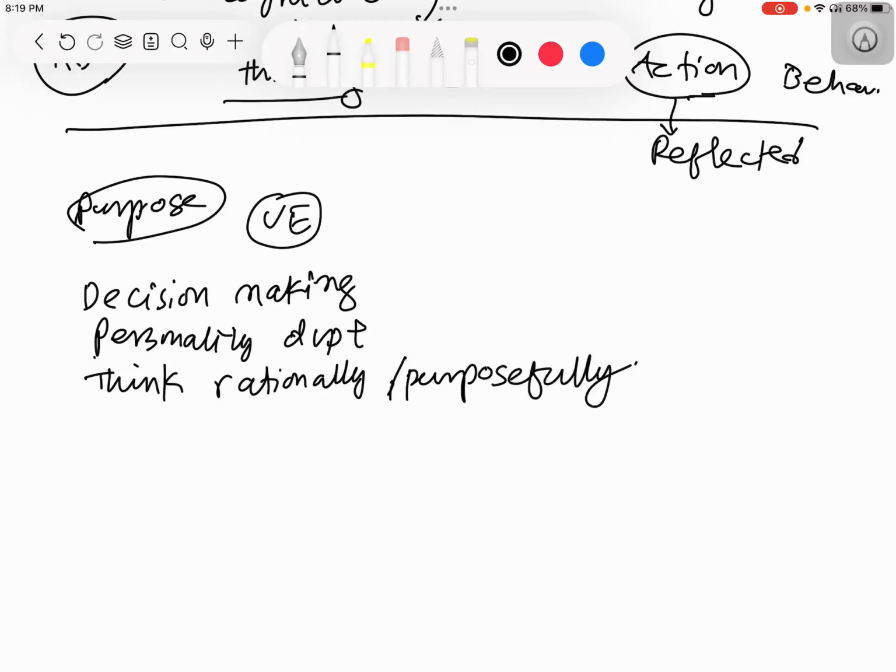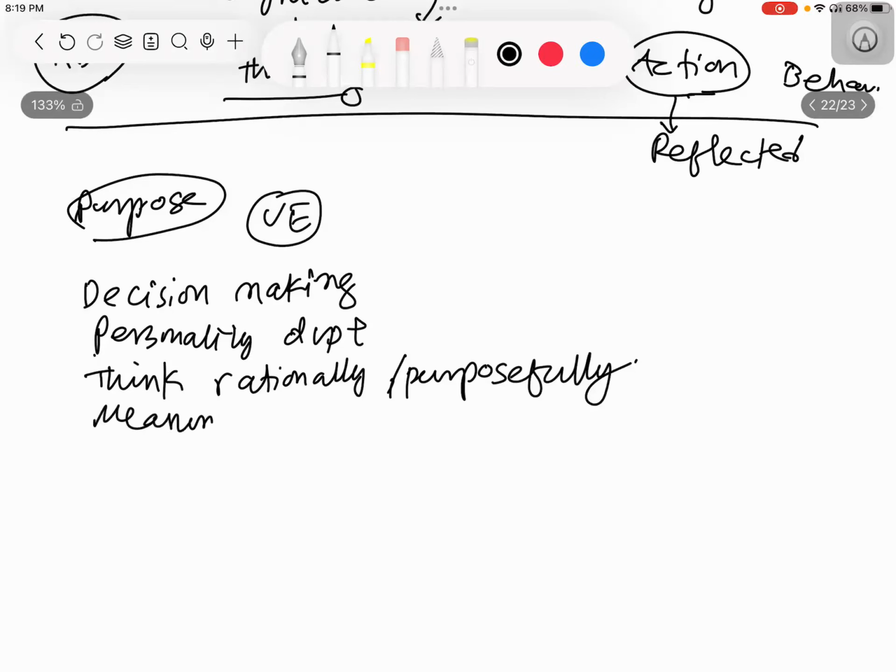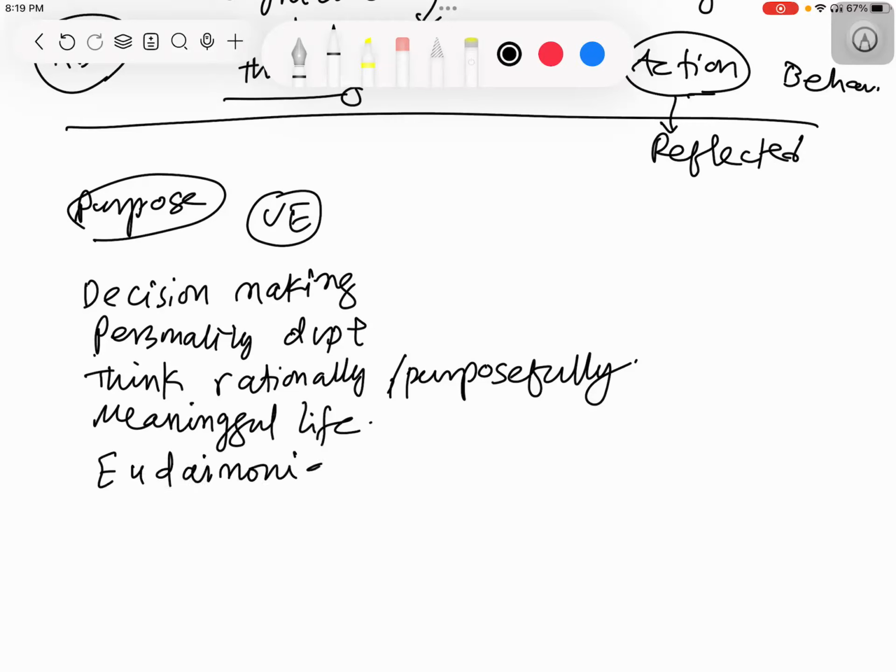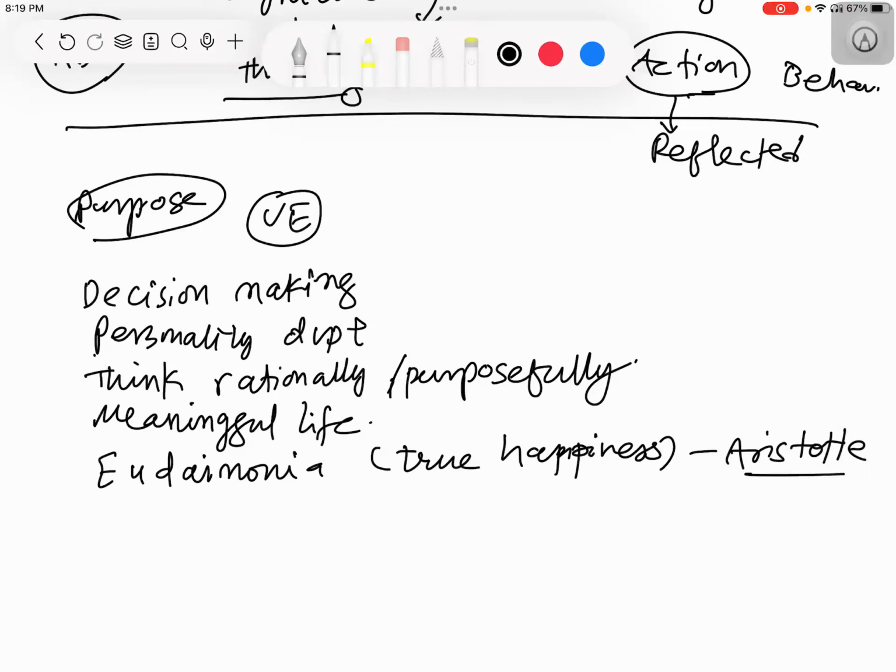Right? It can help us to lead a meaningful life. It can help us to finally even reach eudaimonia, right? Which is the true happiness. Who gave this concept? Aristotle. Very good. Eudaimonia, right? So all of this is the purpose of value education.